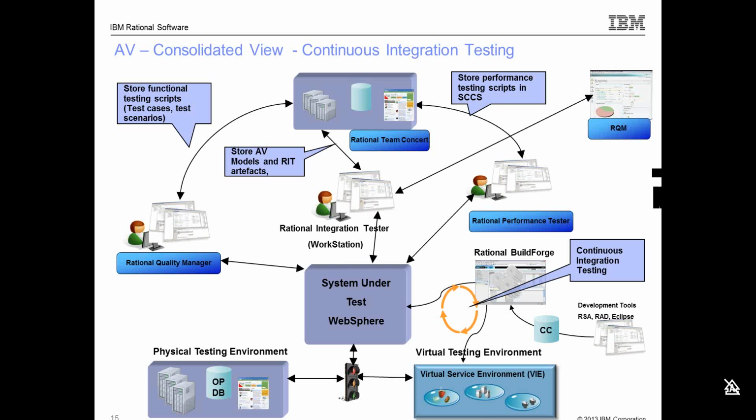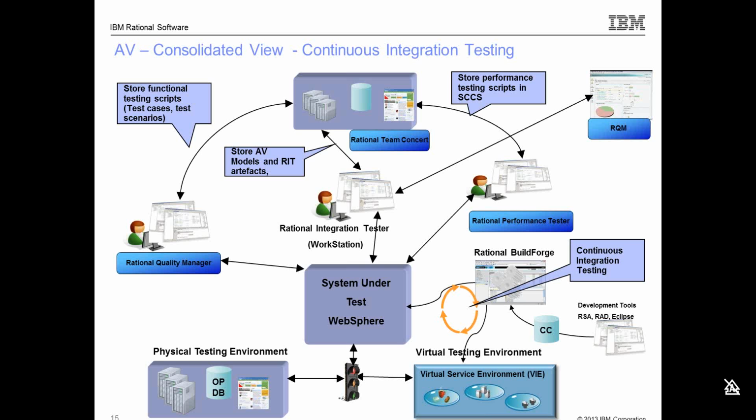Now the tester can then get his test assets from, let's say, Rational Team Concert, which is a source control sort of system. It's used to store all your models and your artifacts that are created by RIT. You can then integrate that with RQM, which would be a quality management solution. It would be the place where your test plans and your test cases are all stored, and you have an entire testing architecture defined out there.